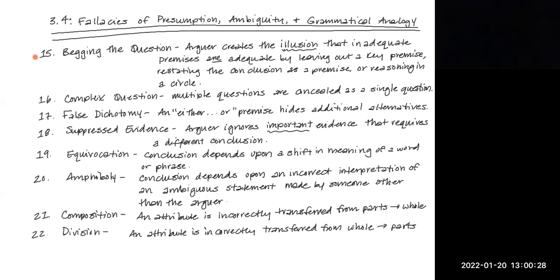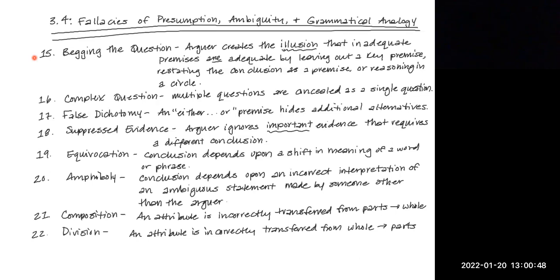They could be leaving out a possibly false key premise. They could restate the conclusion as a premise, or they could reason in a circle. Any one of these could be a case of begging the question. So the first and most common way is by leaving out a possibly false key premise.